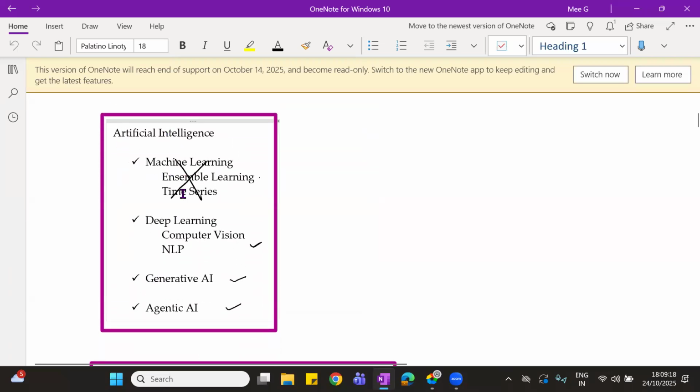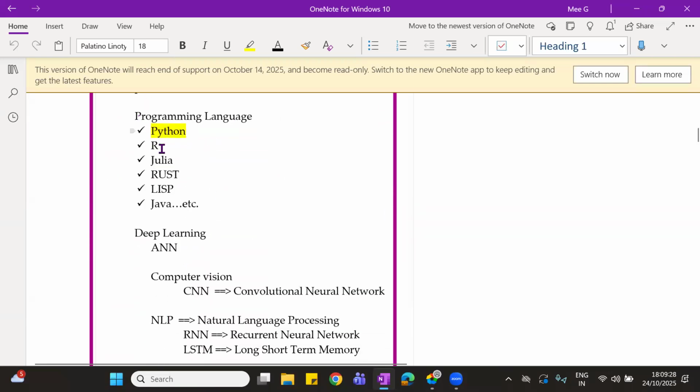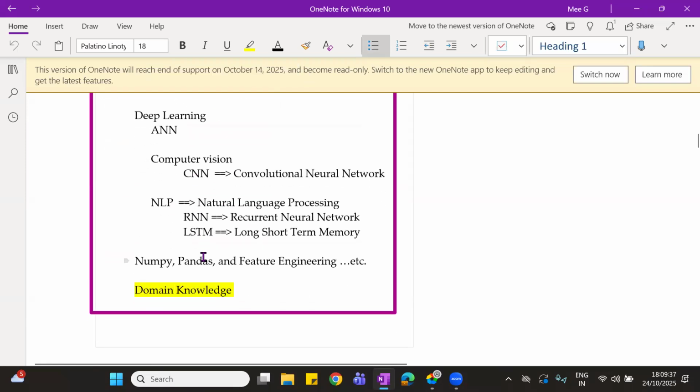So here in artificial intelligence, we have machine learning, deep learning, generative AI, and agentic AI. Now, the prerequisite for this, as I told you, is Python, a programming language, which you have to use. The one we are going to go with is Python. For people from other programming languages, it's kind of a cakewalk to work on Python. It will be very, very easy.